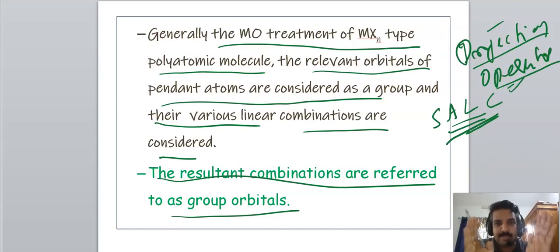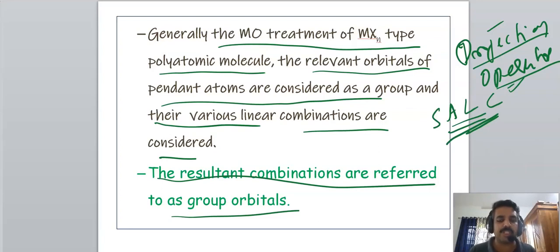We get the symmetries of the central atom, and this central atom orbital has to combine with the atomic orbitals of the pendant atoms or combining atoms. But there is a problem: these pendant atoms do not belong to the IRs of the group. They do not transform as any of the symmetries of the point group. So we cannot directly use the orbitals of the pendant atoms. We have to consider them as a group and form a symmetry adapted linear combination, which is easily obtained from the projection operator technique.